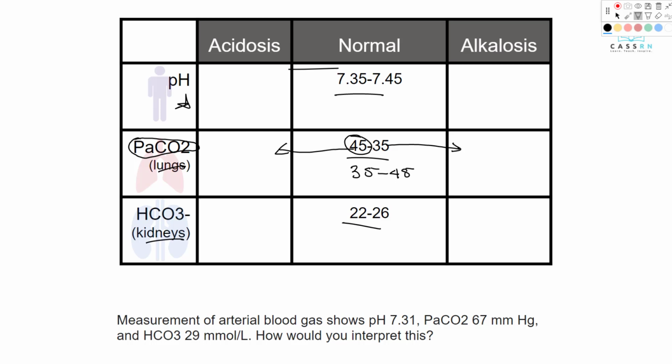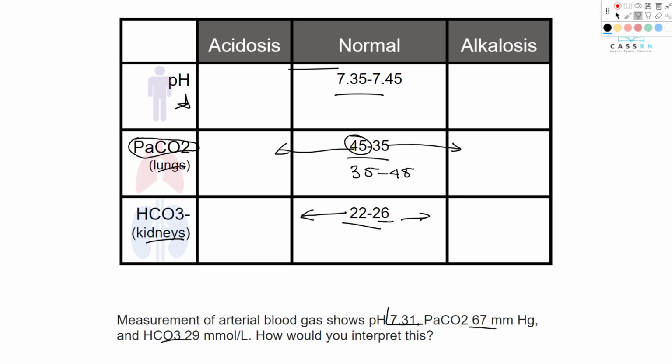And then we come down here and we've got our 22 to 26. And again, this one is a base. So you're going to see that more of this is going to make things more base, and less of it is going to make it more acidotic. So here's our little question down here that we're going to do. We've got a couple numbers that we need to pull out. We've got our pH, we've got our CO2, and we've got our HCO3 right here. So let's plug these numbers in based on where they should go.